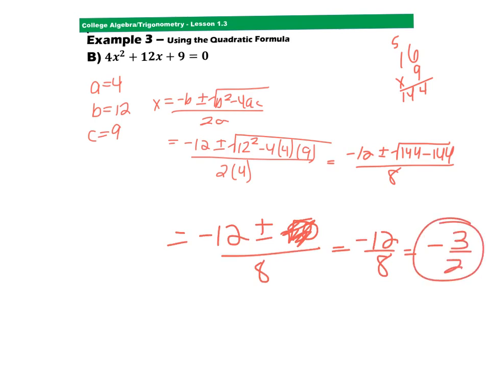Good. How many solutions do I have there? 1. How many did I have in the other problem? 2. How did I have 2? Because it was plus or minus. Good. This is just one solution. Is it real or is it imaginary? It's real. There's no i's.